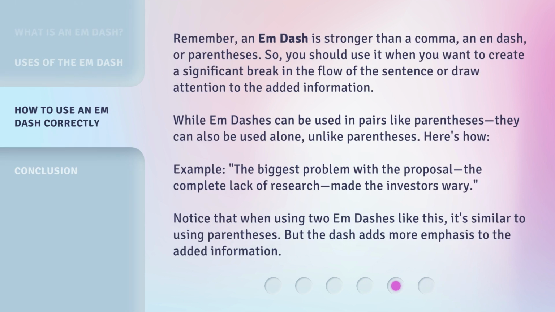Remember, an M dash is stronger than a comma, an N dash, or parentheses. So, you should use it when you want to create a significant break in the flow of the sentence or draw attention to the added information. While M dashes can be used in pairs like parentheses, they can also be used alone, unlike parentheses. Here's how. Example: The biggest problem with the proposal—the complete lack of research—made the investors wary. Notice that when using two M dashes like this, it's similar to using parentheses, but the dash adds more emphasis to the added information.